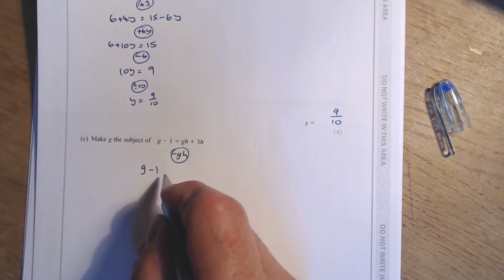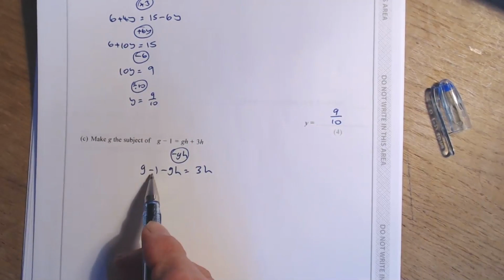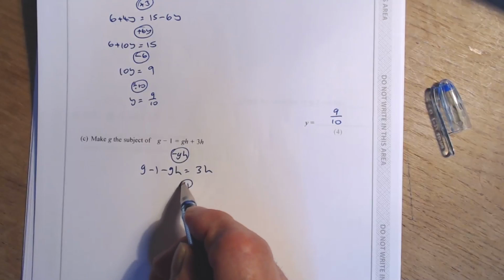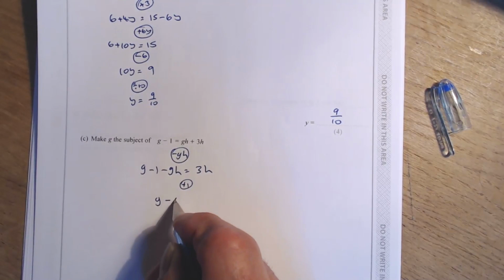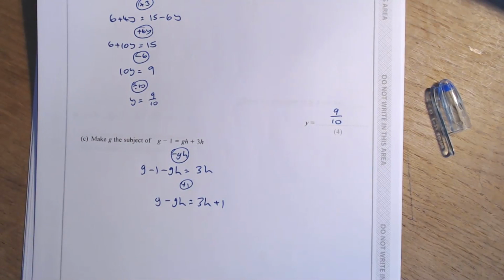So G minus 1 minus GH equals 3H. And then let's now add 1 to both sides. So we get G minus GH equals 3H plus 1. So I've achieved my first objective. I've got all my terms with G on the left, all my terms without G on the right.